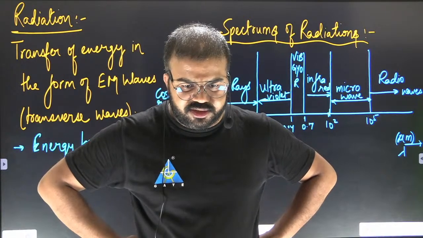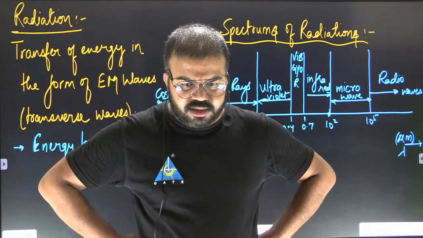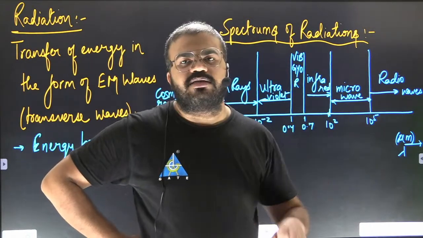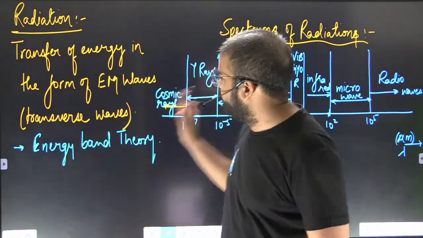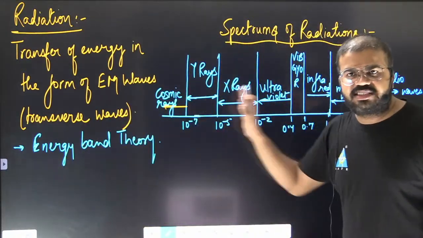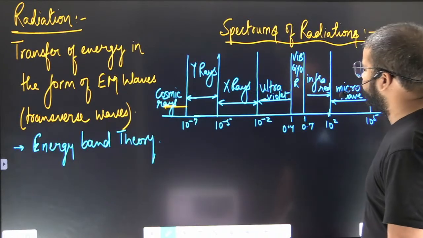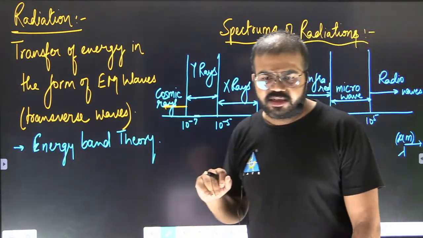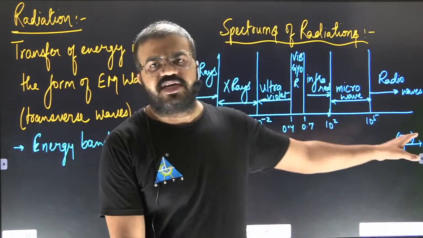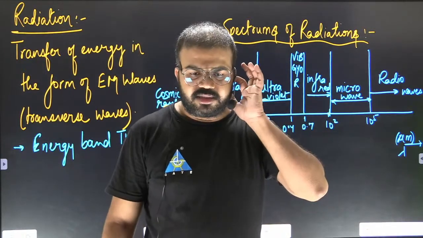What is the radiation in a phone, mobile tower? It is also EM. See, EM waves, everything is electromagnetic. But they fall under the radio waves range. Got it? They fall under the radio waves range. Clear? Yes or no?